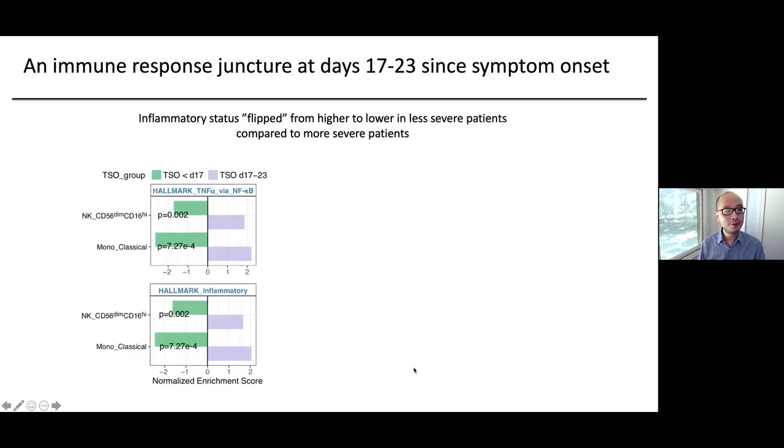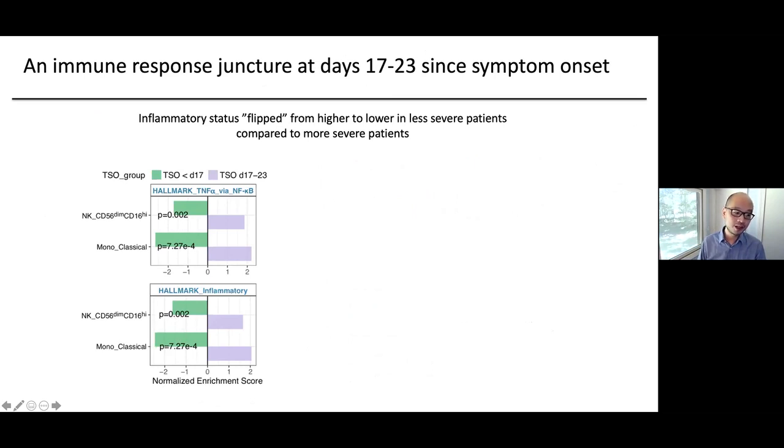So the other aspect we noticed in the adults was this sort of flip around later in the disease course, around days 17 to 23 since symptom onset. As I mentioned earlier on, there's this inflammatory attenuation. So I'm plotting for you, for example, here the NF-kappa B genes as well as inflammatory genes.